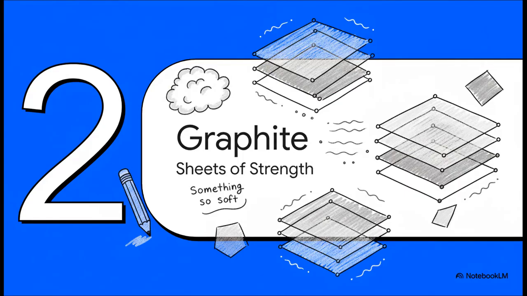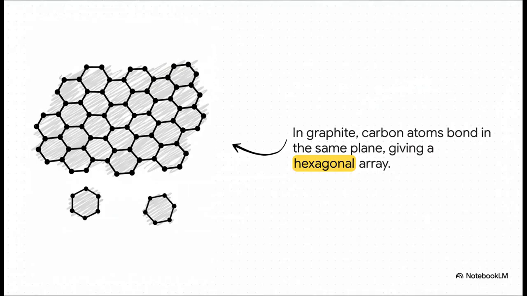Okay, so we've seen the fortress. Now let's flip the script completely. How does the same atom turn around and create something as soft and slippery as graphite? Just take a look at this. The arrangement could not be more different. Instead of that 3D grid, the carbon atoms in graphite line up in these flat hexagonal sheets. It almost looks like atomic-level chicken wire, right?